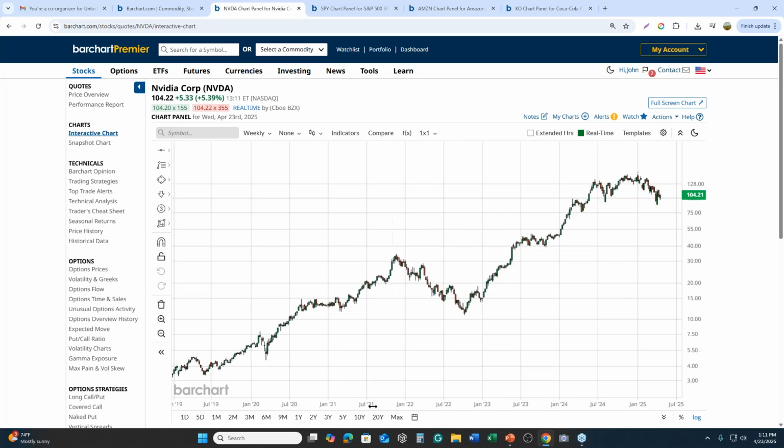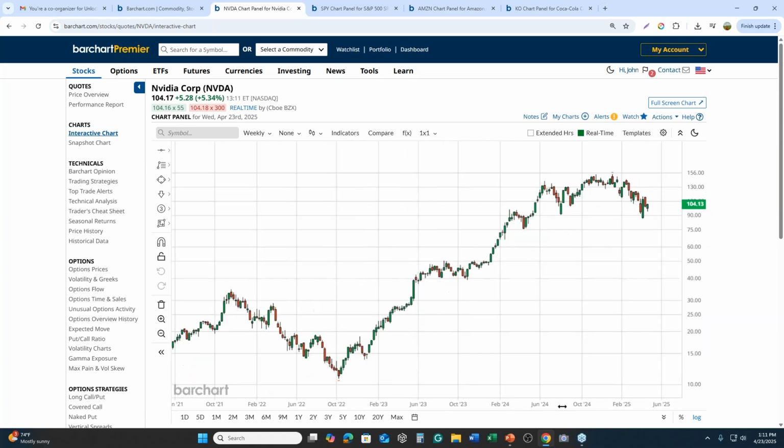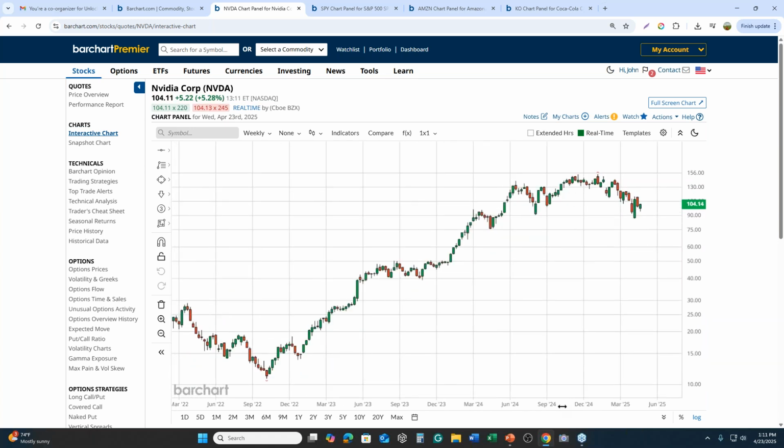And an uptrend is defined by higher highs and higher lows. And certainly that's what it looks like at the moment. But we also want to know what our actionable trend is, or what is going on currently. What is price doing? Well, price is falling.